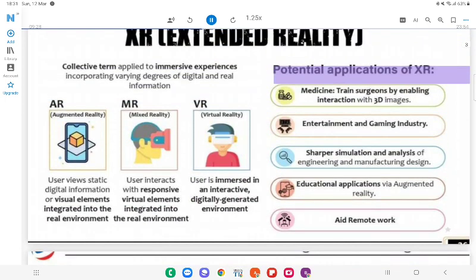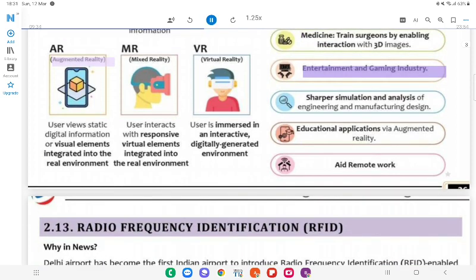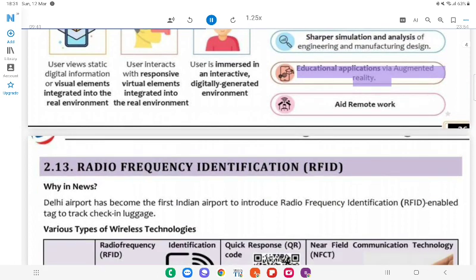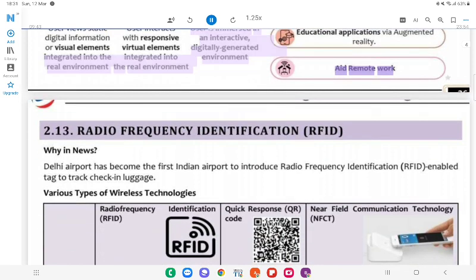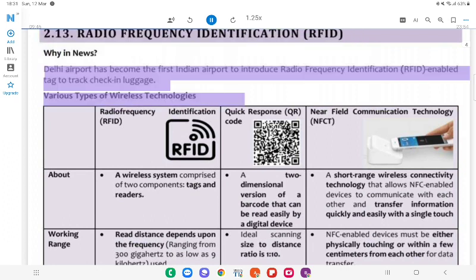Potential applications of XR: Medicine, to train surgeons by enabling interaction with 3D images. Entertainment and gaming industry. Sharper simulation and analysis of engineering and manufacturing design. Educational applications via augmented reality. Aid remote work. 2.13. Radio frequency identification, RFID. Why in news? Delhi Airport has become the first Indian airport to introduce RFID-enabled tags to track check-in luggage.